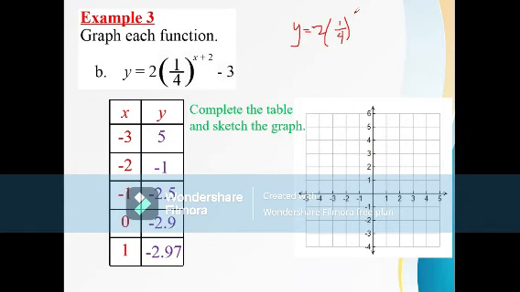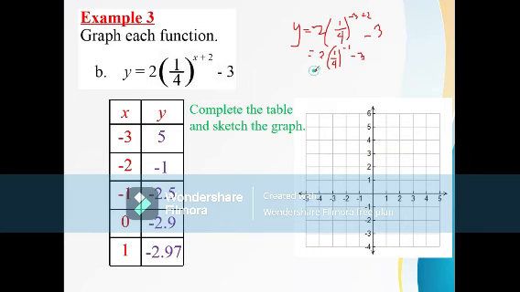X would be negative 3 because x is negative 3. Then plus 2. Then minus 3. Okay, so this will be equal to, we have here 2. That becomes 1/4 to the power of negative 1, minus 3.